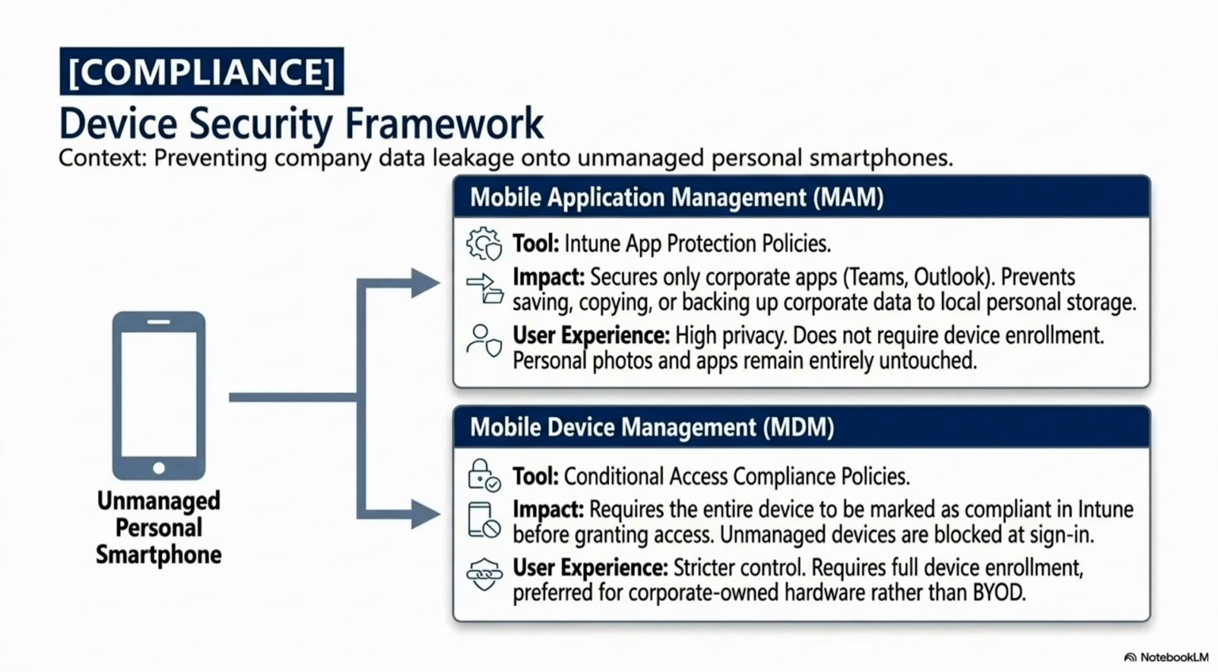This is a very common real-world question. How do you stop company data from leaking onto an employee's personal unmanaged smartphone? There are two approaches. The first is Mobile Application Management, or MAM. This uses Intune application protection policies. It only secures corporate apps like Teams and Outlook. It prevents the user from saving, copying, or backing up corporate data to their personal storage.